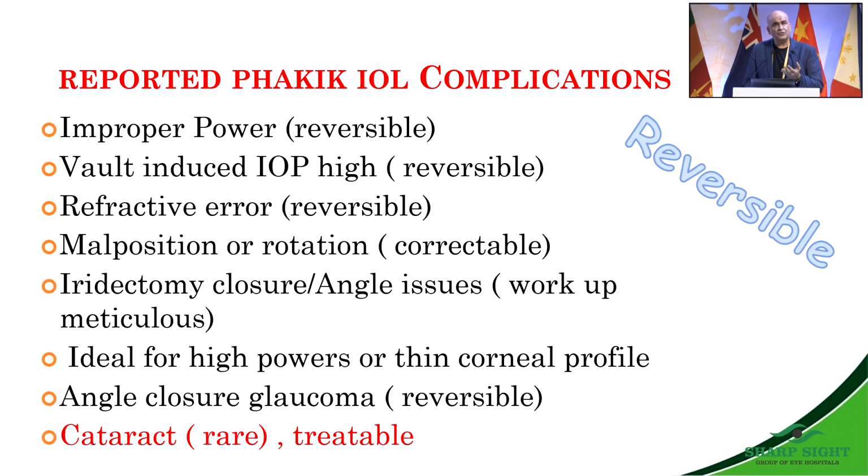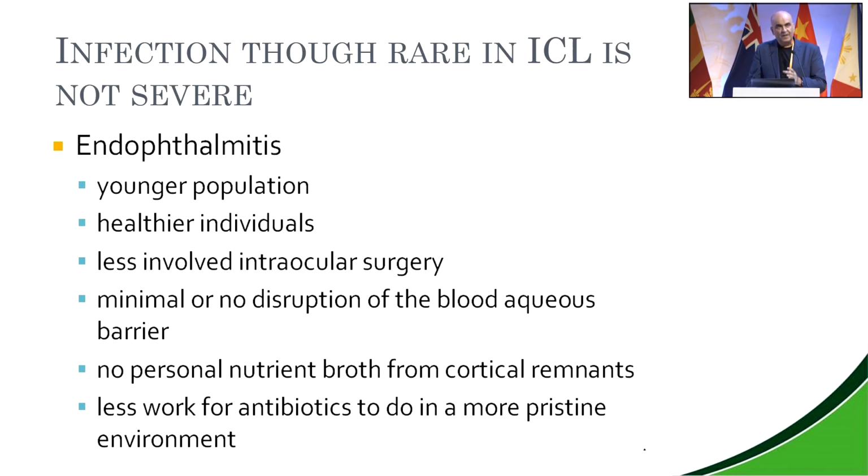Now, what are the complications with phakic lenses? Yes, let's see. An improper power, you can reverse, you can explant. Vault induced is high, you can explant. Vault induced is less, you can change. Refractive error, you can change. Malposition or rotation, you can change. Iridectomy or angle closure, you can explant the lens. Cataract, God forbid you have a cataract, you can still help the patient. Unlike refractive lens exchange, where once you have done that procedure, you cannot reverse it. Endophthalmitis, of course, is very, very rare. I have a very large series, probably one of the largest series in the country in phakic lenses, especially the IPCL. I've never seen an endophthalmitis.